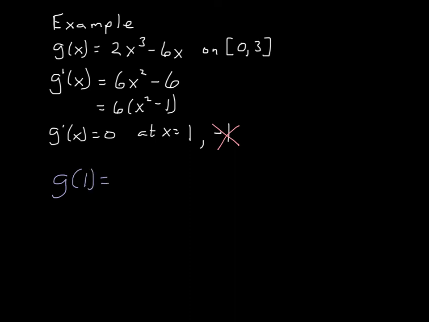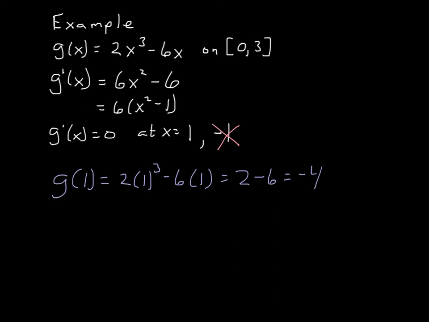And g of 1 is going to be 2 times 1 to the third minus 6 times 1, which is going to be 2 minus 6, which is negative 4. So there's g of 1. And that's the only critical number I have. If I had other critical numbers, I'd plug those in and evaluate g at those as well.